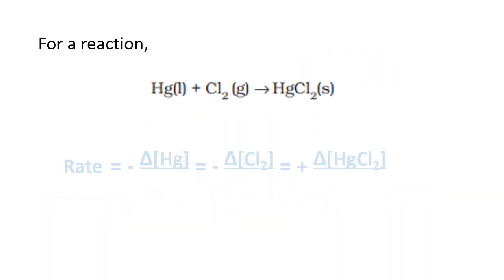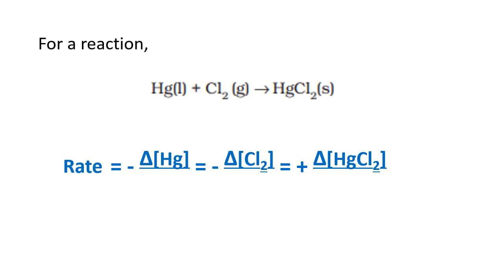For a reaction Hg, which is liquid mercury, reacts with chlorine, which is a gas, to give mercury chloride, that is HgCl2, which is a solid. Rate for this reaction is rate is equal to minus small change in concentration of mercury divided by small change in time, which is equal to minus small change in concentration of chlorine gas with respect to small change in time, which is equal to plus small change in concentration of HgCl2 divided by small change in time.